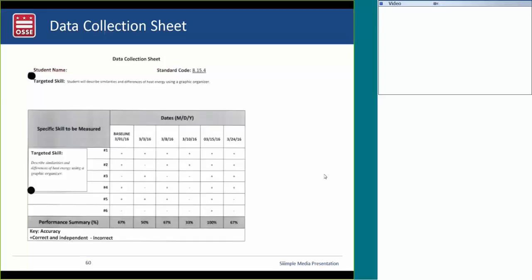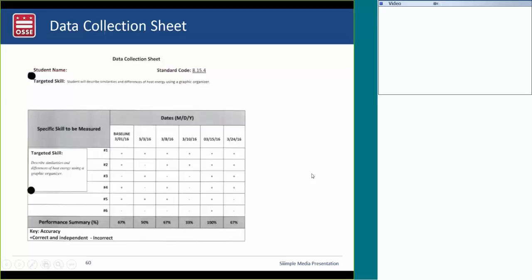The baseline is over 50%. Yep. There's another problem with this one. There are not enough dates, not enough trials. Exactly. There are not enough trials. Here we have baseline plus 1, 2, 3, 4, 5.